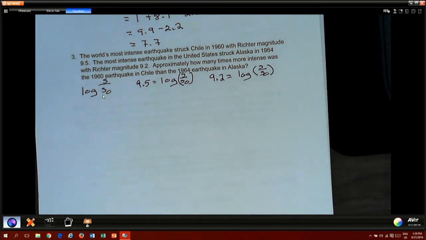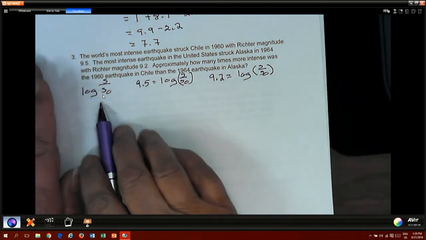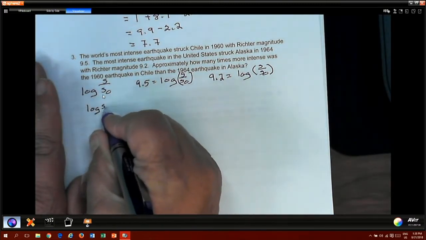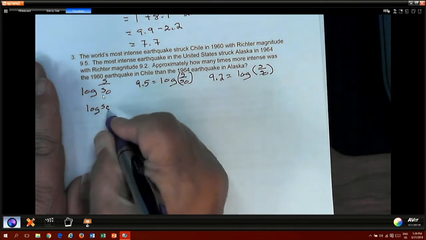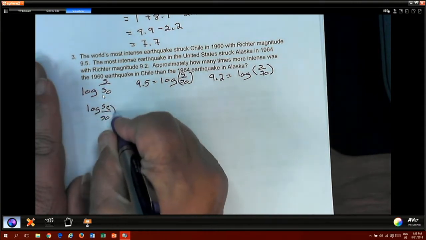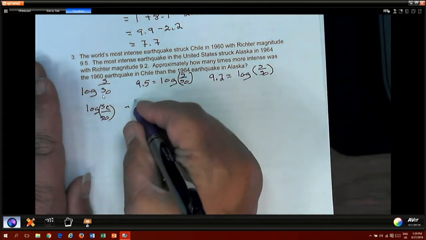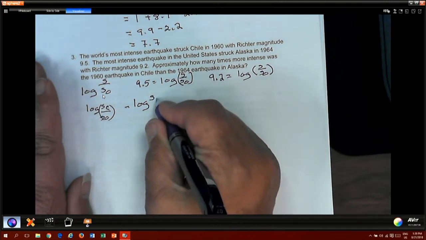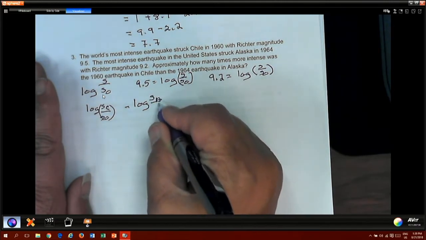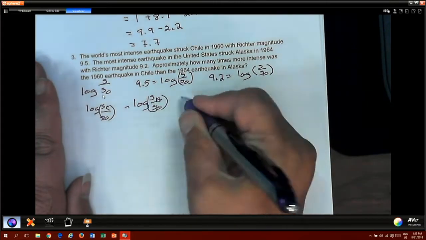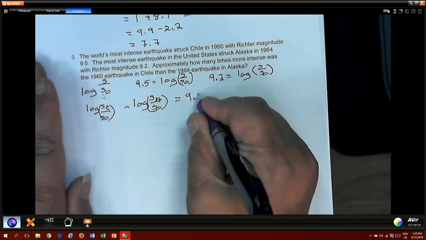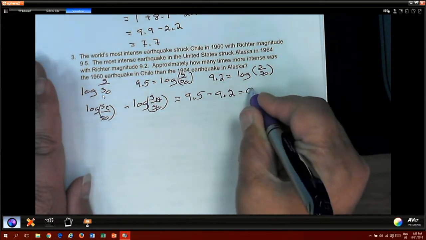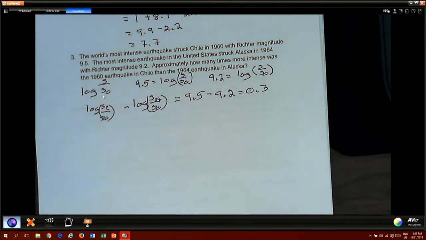So now, what we're going to be working with is the log of S for the Chile earthquake minus log of S for the Alaska earthquake. That simply gives us 9.5 minus 9.2, which is 0.3.